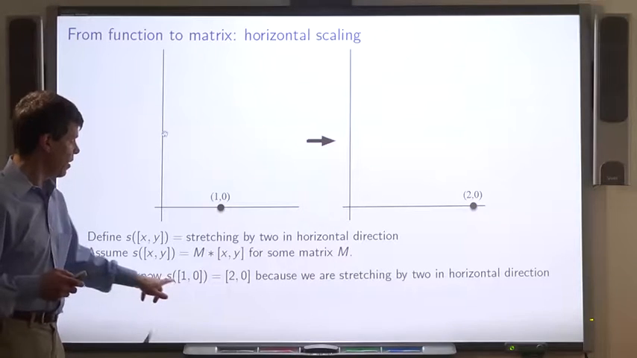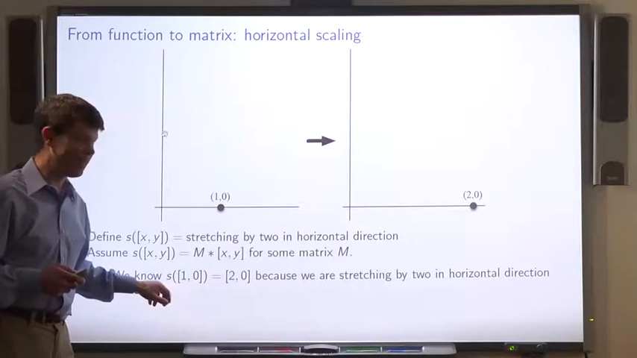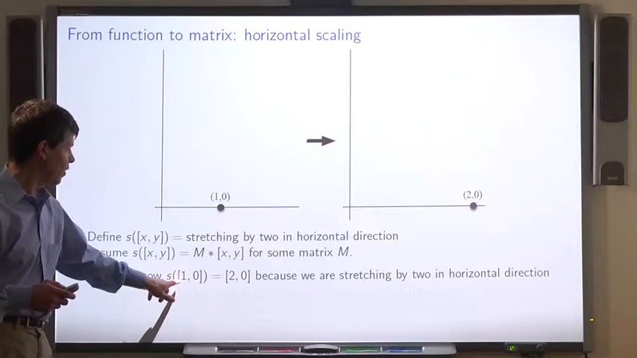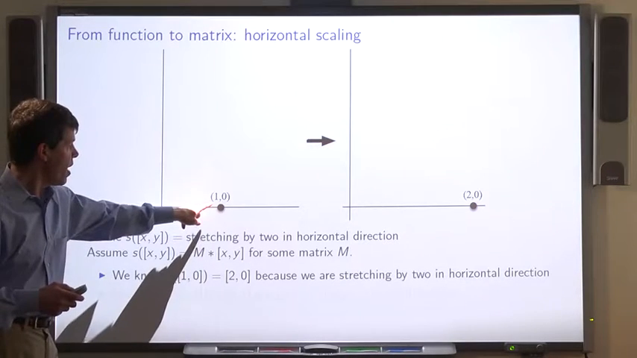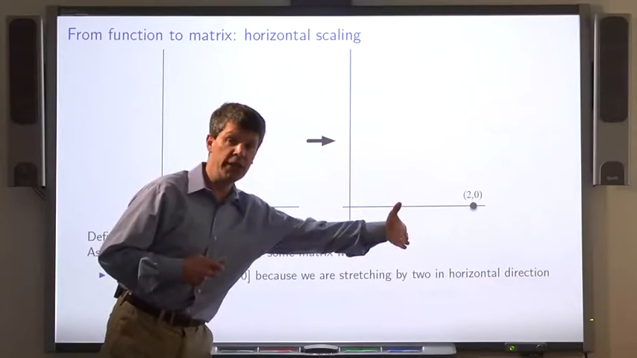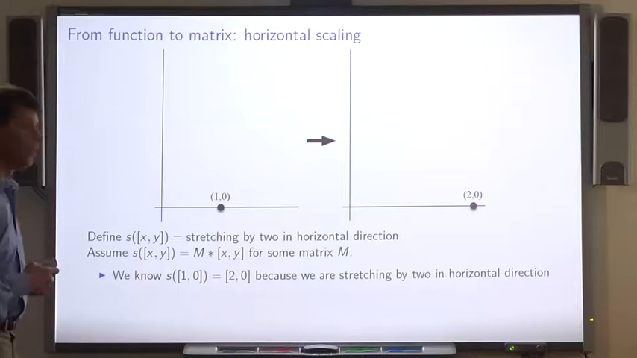Well, we plug in the standard generators. First standard generator is (1, 0). We plug in (1, 0). We know that point gets mapped to (2, 0) because we're stretching by 2 in the horizontal direction.